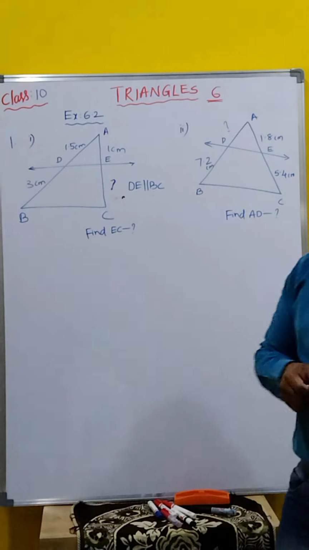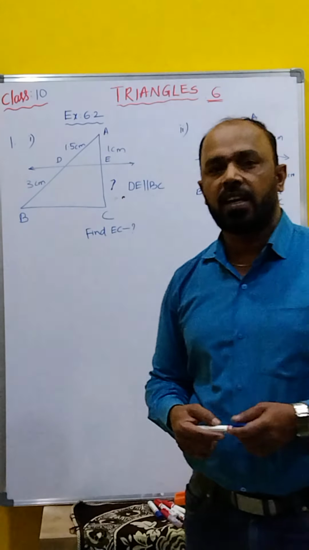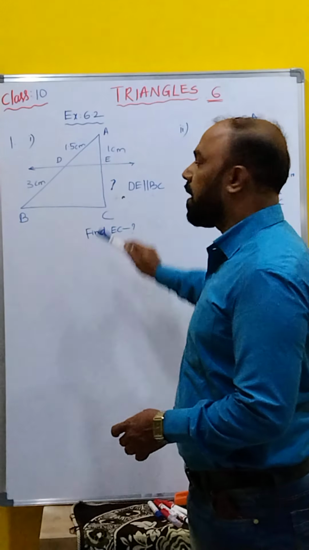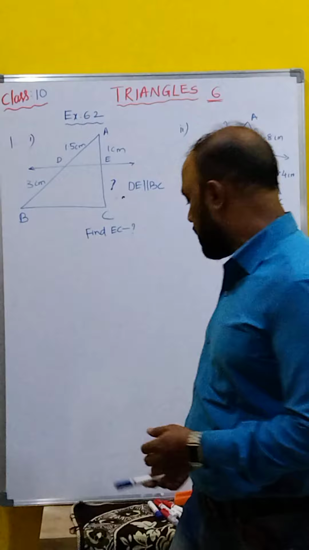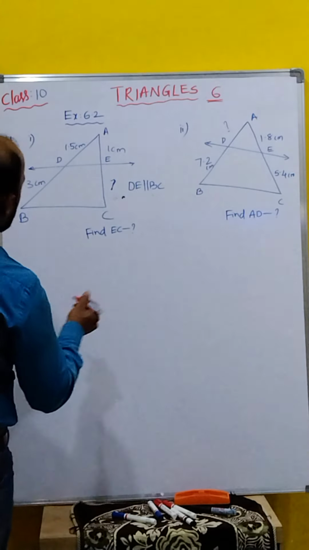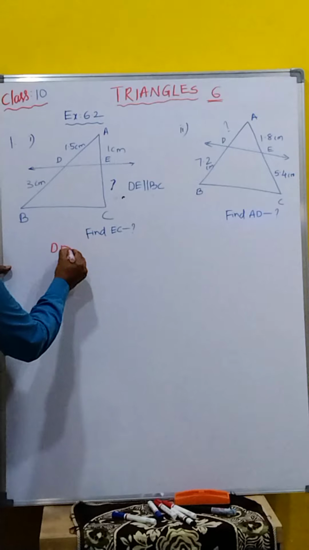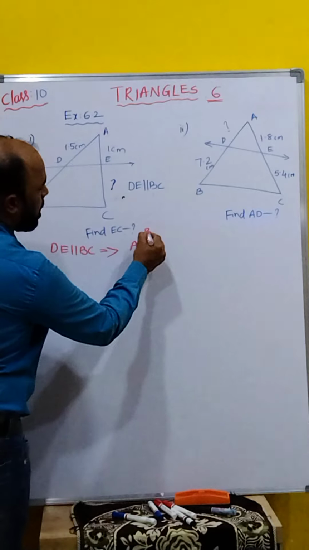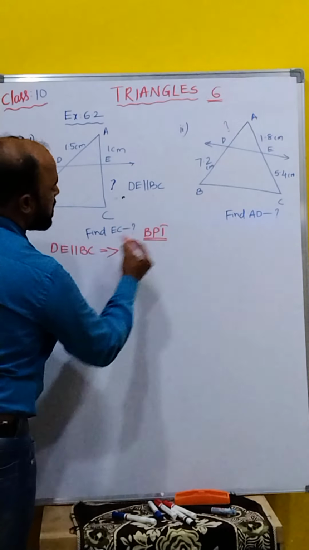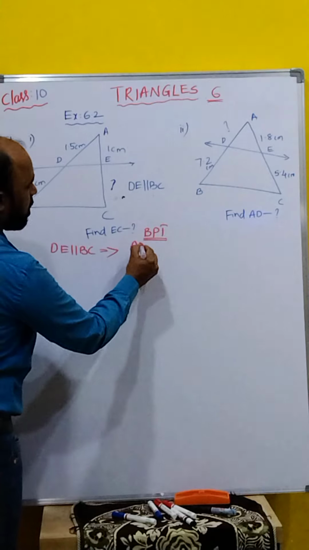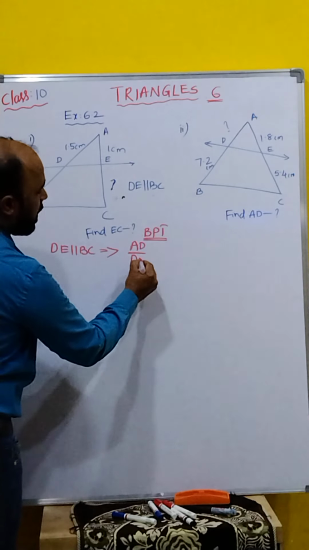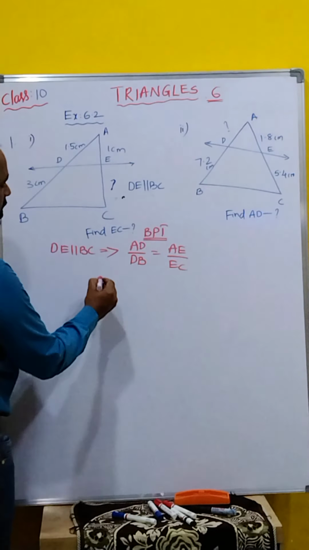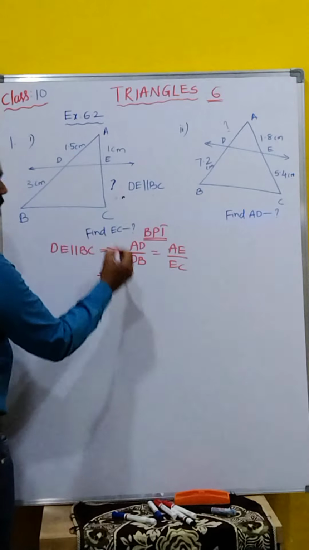What is the theorem? Simple theorem. If DE is parallel to BC, then we know directly, from the basic proportionality theorem, AD by DB is equal to AE by EC. That's all. Using that one, you can find out. It's a very simple question. First one, when DE is parallel to BC, obviously from BPT, from the basic proportionality theorem, AD by DB is equal to AE by EC. Clear children?